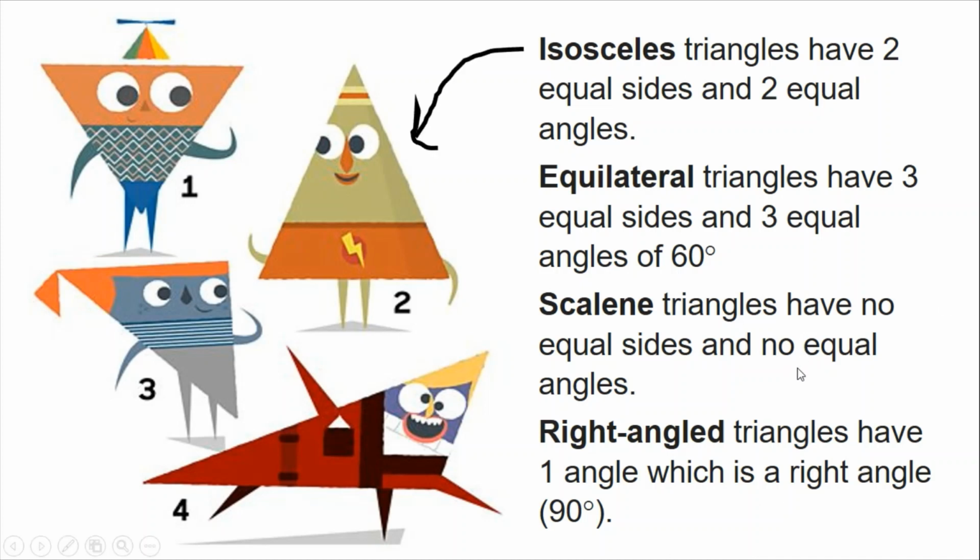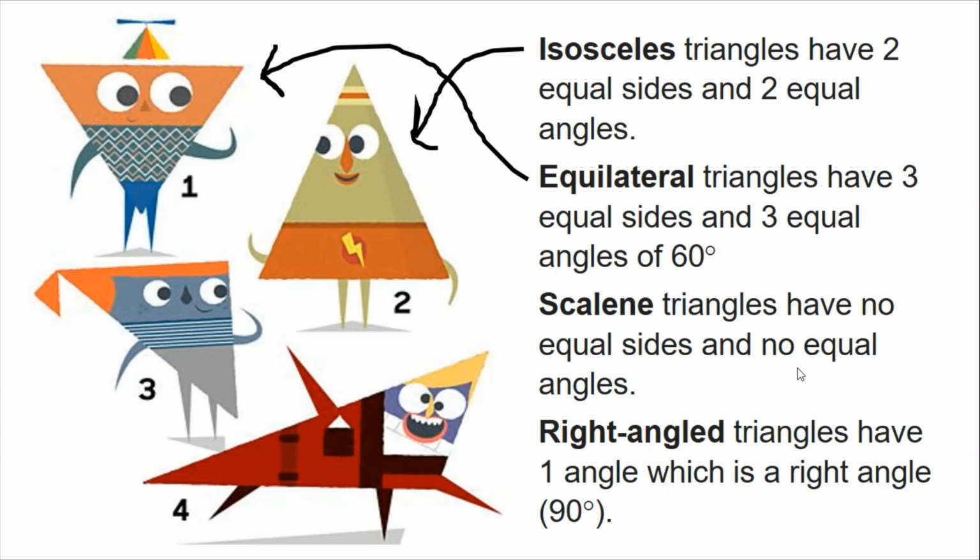Number 2 was an isosceles triangle. You can see that two of the sides are the same length. It's more of a tall pointy mountain, an icy isosceles mountain. Two sides are the same. That's number 2.